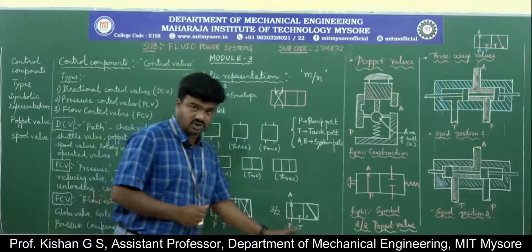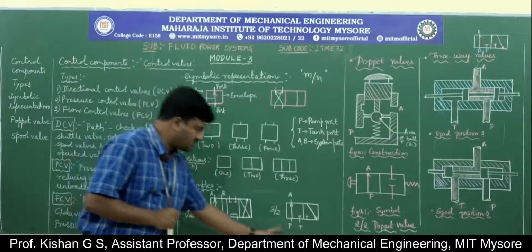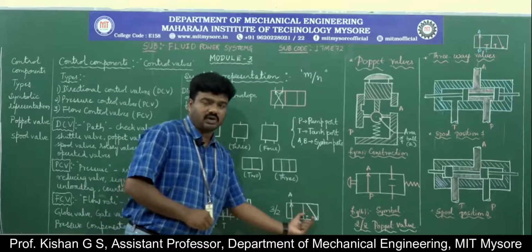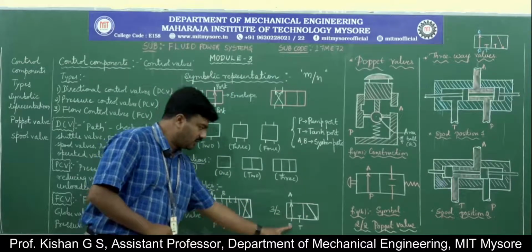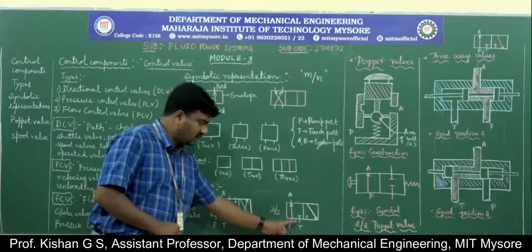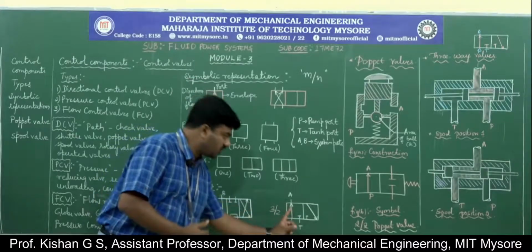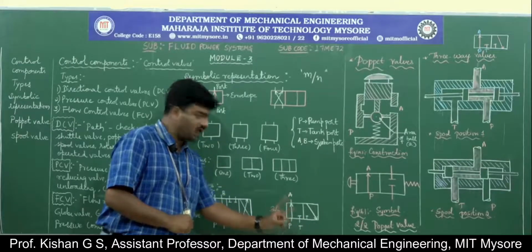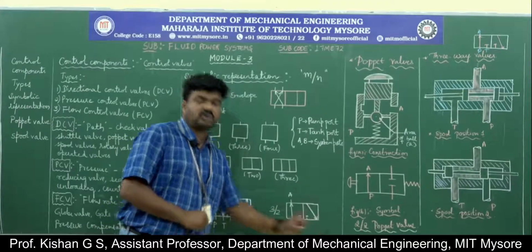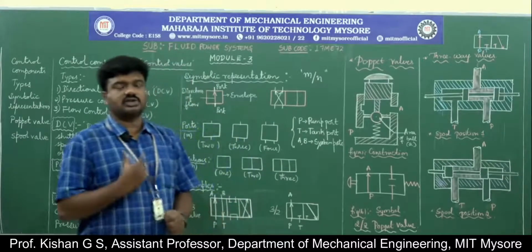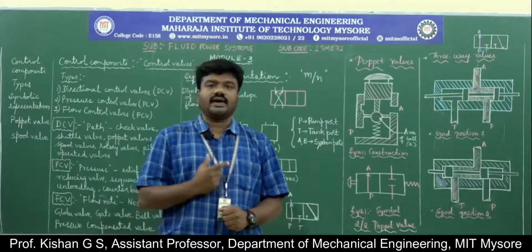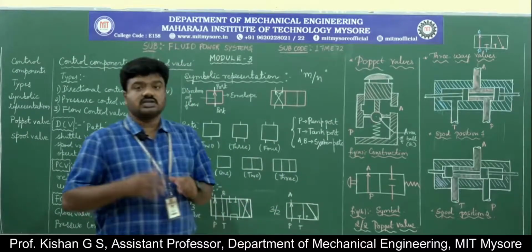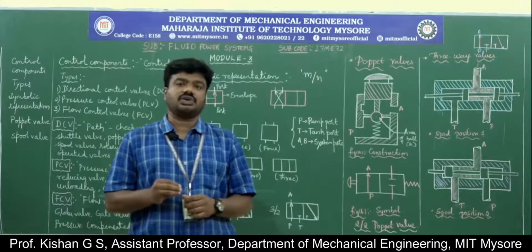Similarly, we have 3 cross 2 here. 3 is number of ports. See, I have P, A and T, only 3 ports. 2 is number of positions. I have 2 envelopes. In the first envelope, there is a flow from pump port to the system port, P to A, and there is no supply from tank port. Moving on to the second position, there is no supply from the pump port, whereas there is a supply from system port A to the tank port T. This means it operates in 2 stages, P to A in one and A to T in the second stage. So, this is the basic understanding of symbolic representation for direction control valve.